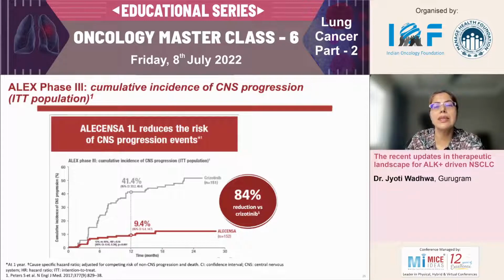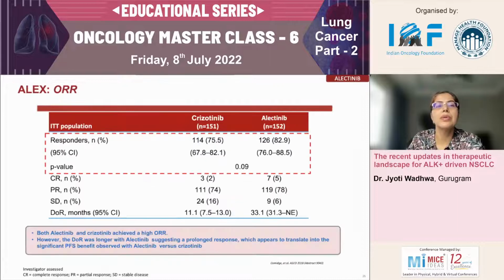What about the CNS penetration and CNS response? So alectinib was found to reduce the risk of CNS progression quite significantly. In fact, at 12 months, only 9% of the patients had a CNS event compared to 41% with crizotinib, resulting in 84% reduction when compared with crizotinib. The overall response rate.